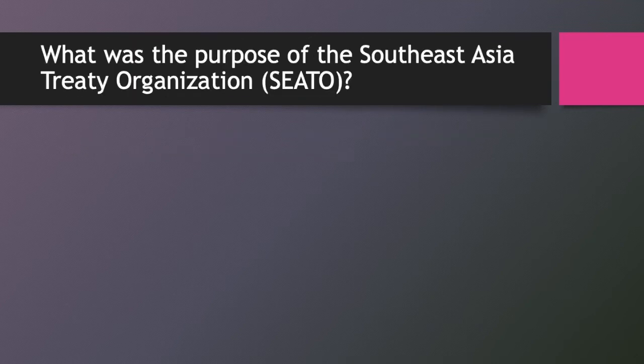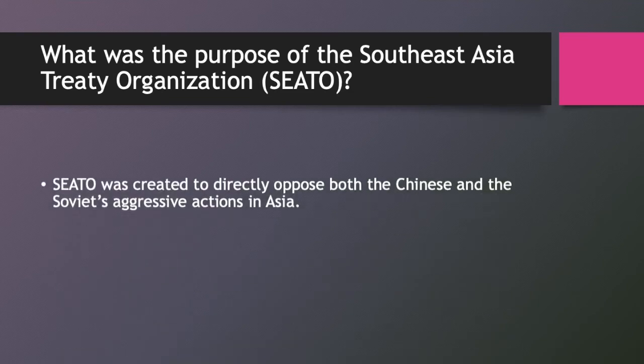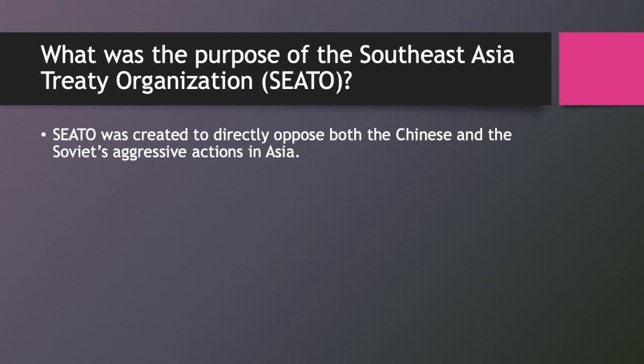All right. What was the purpose of the Southeast Asia Treaty Organization, or SEATO? Well, SEATO again was designed, just like NATO was, to directly oppose, this time, both the Chinese and Soviets' aggressive actions in Asia. It was designed to take those countries and make sure that they could stand up against, hopefully, Soviet aggressions and to improve their economies.